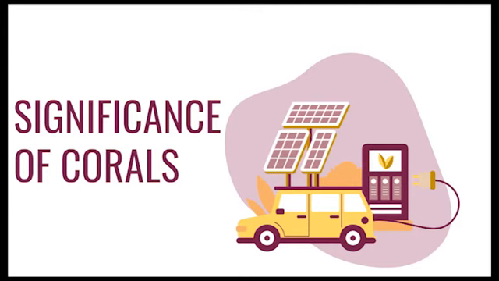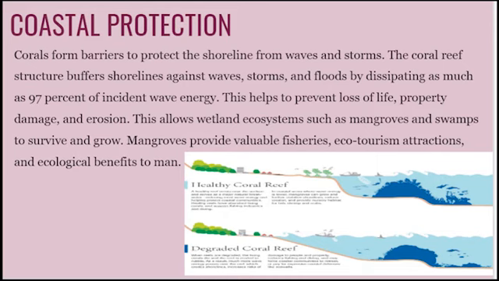Now, the first thing is coastal protection. Corals form barriers to protect the shoreline from waves and storms. Did you know that? I'm pretty sure you didn't. The coral reef structure buffers shorelines against waves, storms, and floods by dissipating.